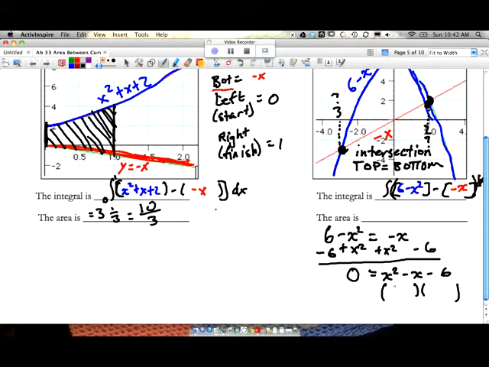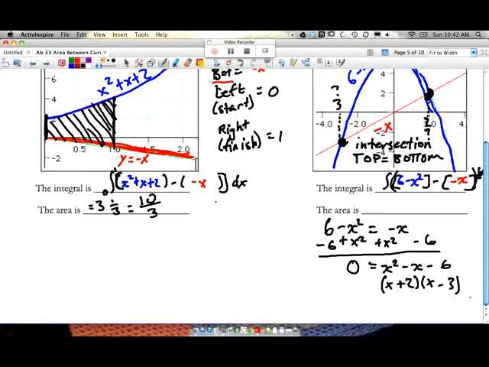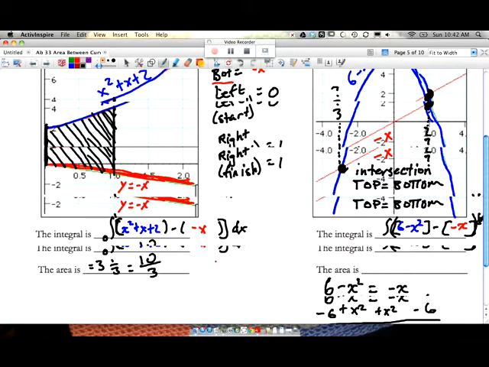What multiplies to negative 6 and adds up to negative 1? Well, that means I've got a plus and a minus. It's going to be a minus 3 and a plus 2. So what do my x values equal? Oh, I just made a huge mistake.